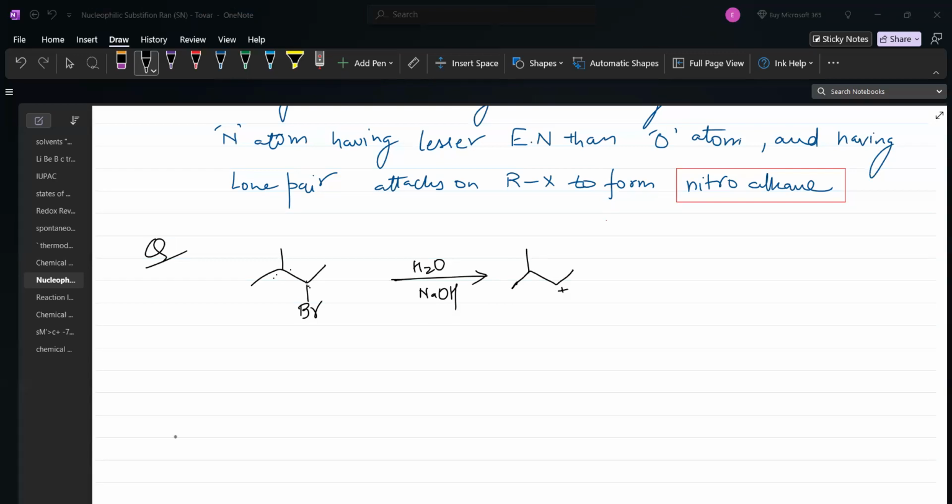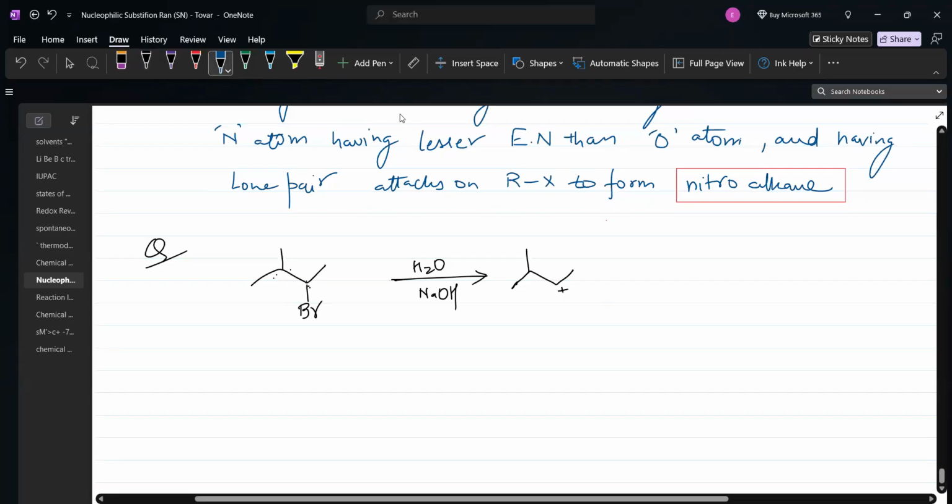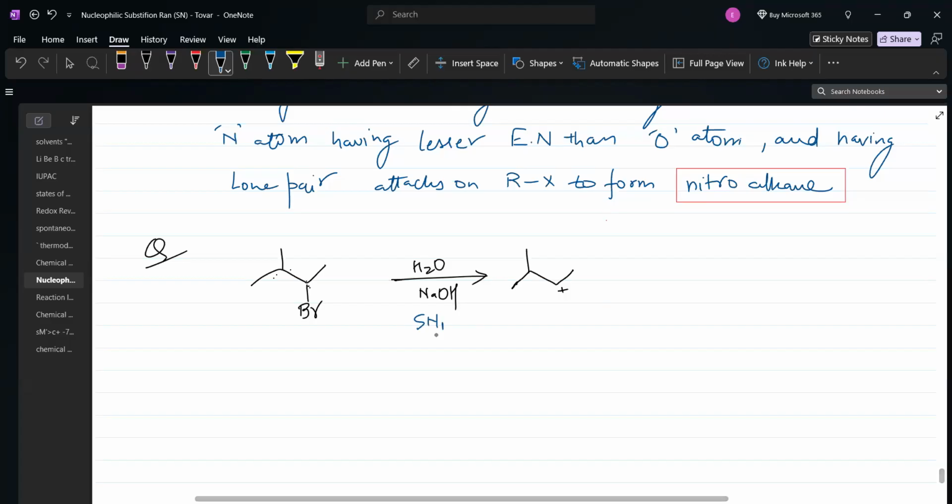Hello, अरे कुछ तो बोलो. In SN1 reaction, carbocation is the intermediate, right? Mm. Have you forgot SN1 reaction?